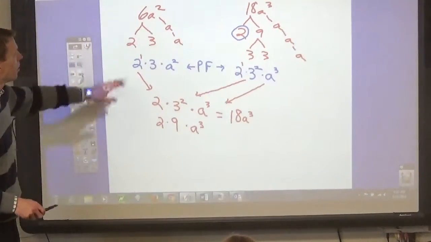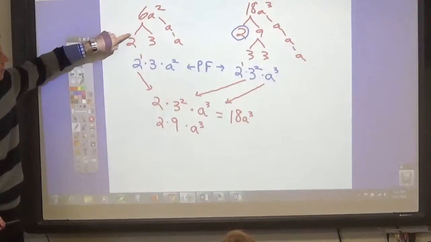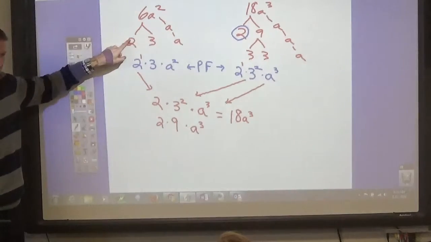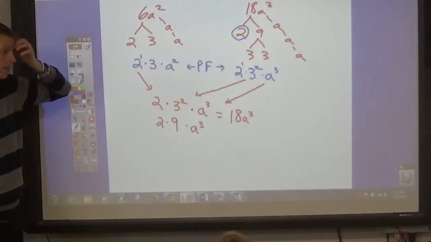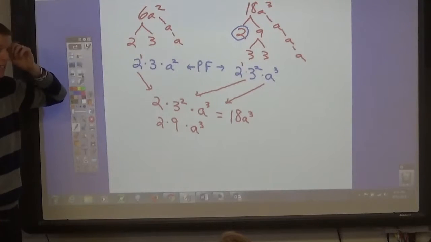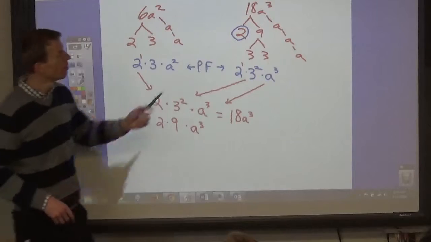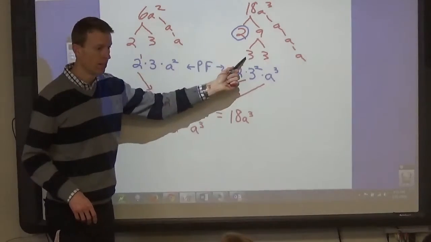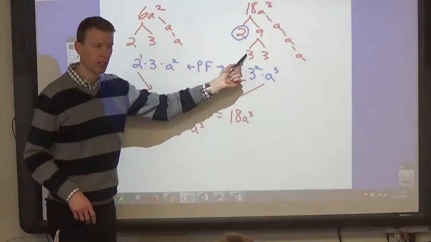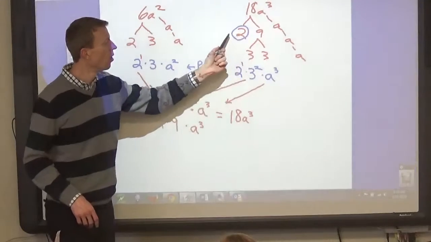So if you factored 6, you would get 2 and 3, right, Aiden? What's the factors of 18? How would we factor 18? 2 and 9, and then 3 and 3. Okay?